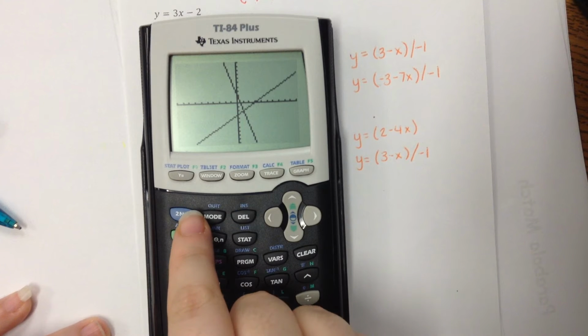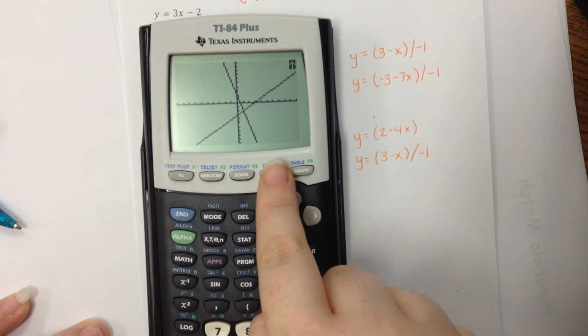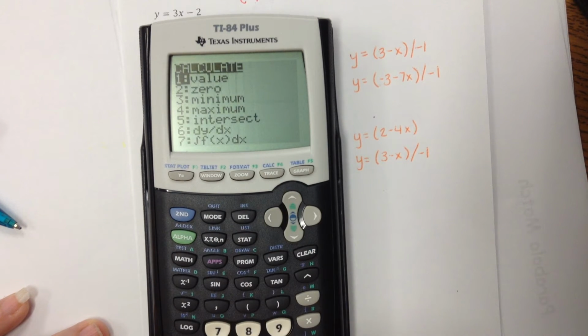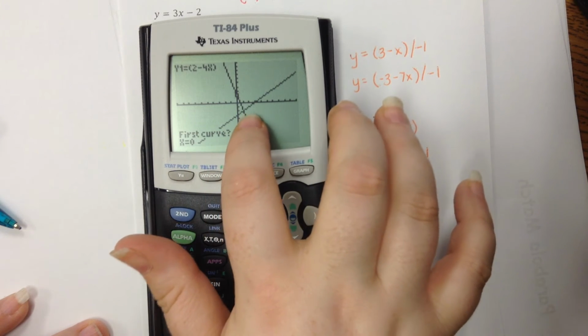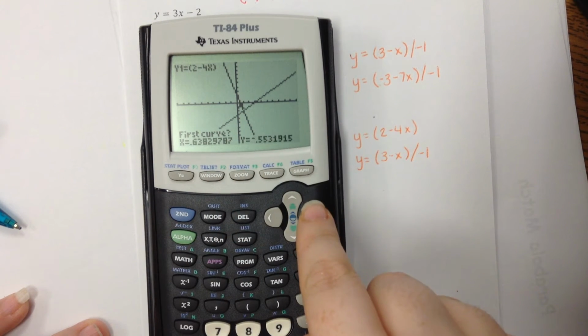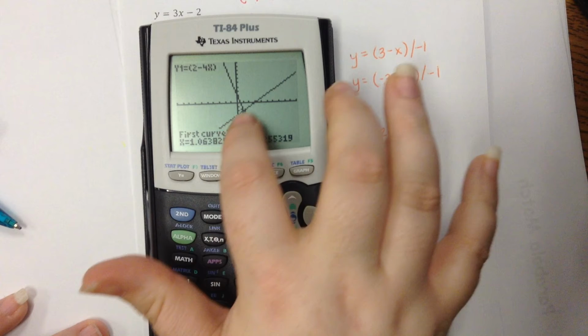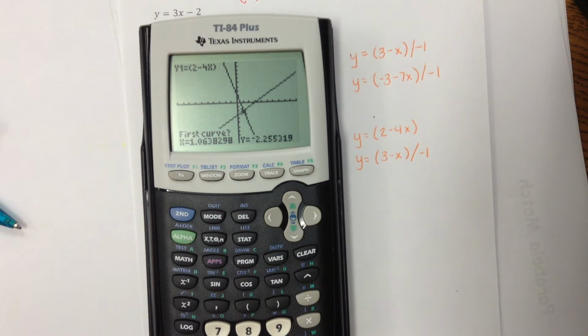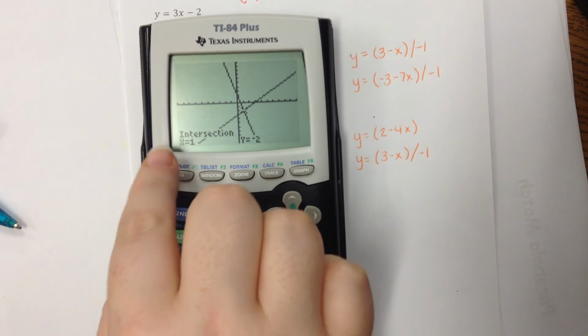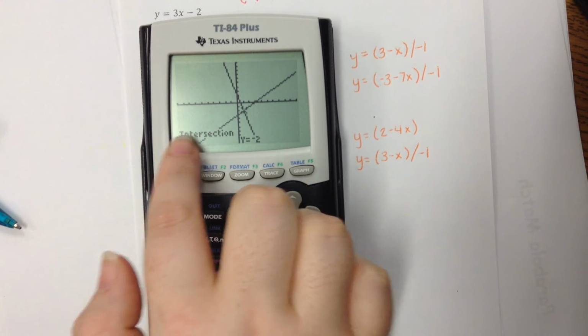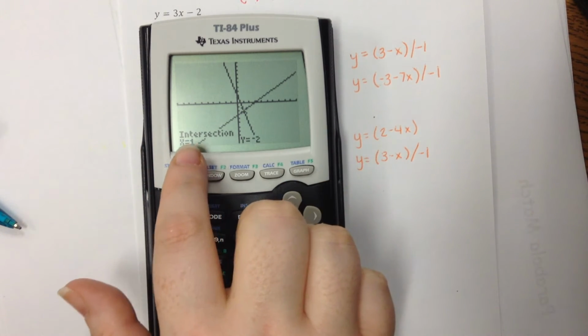So we're going to go find the intersection. We're going to press second, trace. We're going to press 5. We're going to get to that intersection by pressing right. I'm going to press right a couple times until I get close to the intersection. We're going to press enter 3 times. Enter, enter, enter. It says intersection. You don't stop until it says intersection. The intersection is at 1, -2.